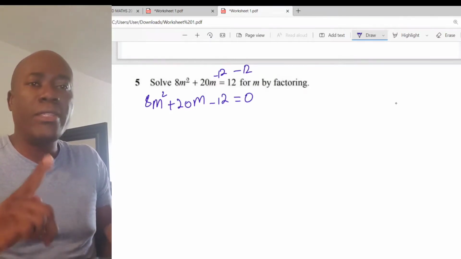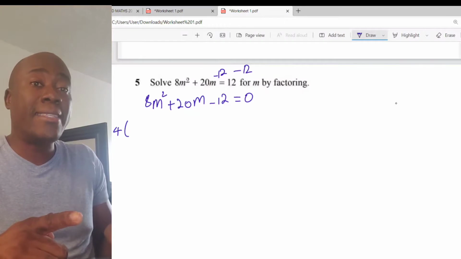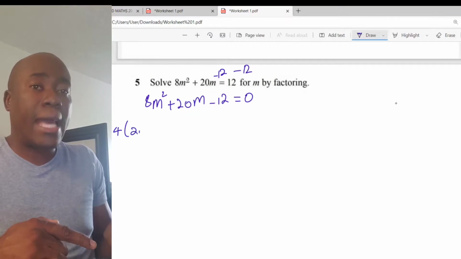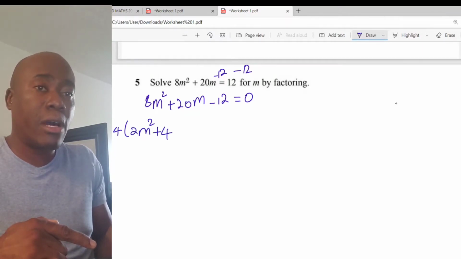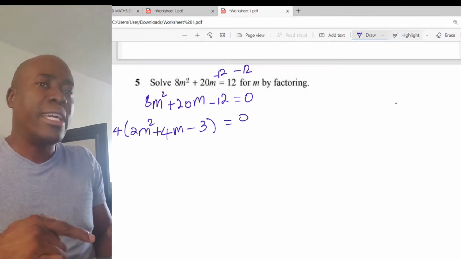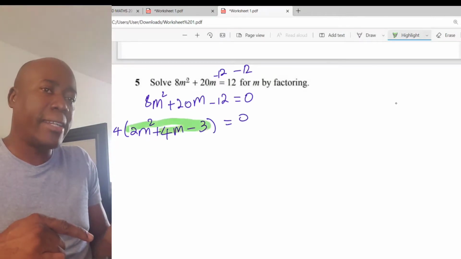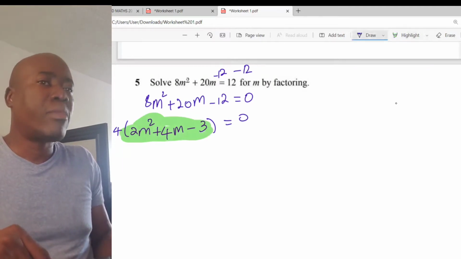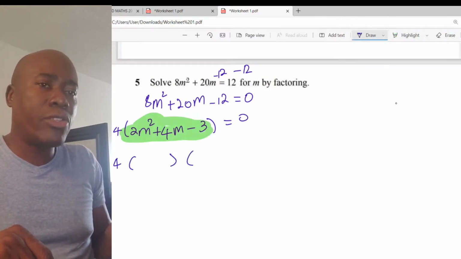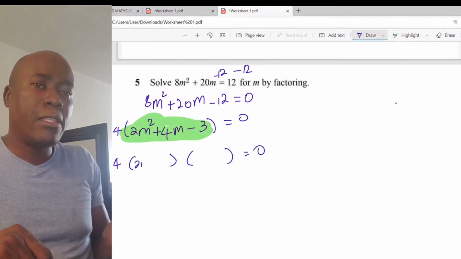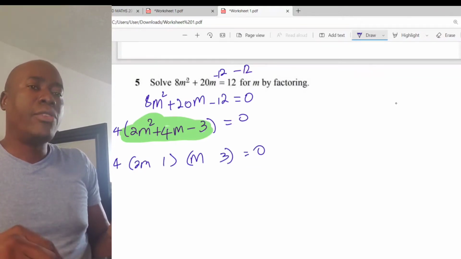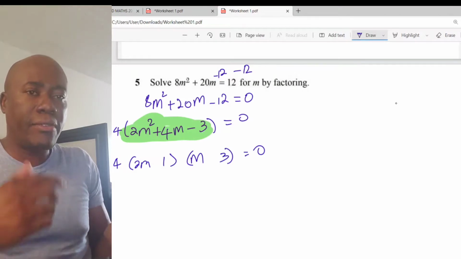The second thing I'm doing now is to factorize out 4. Why? Because I see that 4 is a common factor. So when I factorize out 4, what I'm looking at is actually 2m squared plus 5m minus 3, and this is equal to 0. Definitely, when we look on the inside, we can factorize this part now easily. So the 4 is there, but if I could just open 2 brackets and just work this out. This is 2m, there's going to be m here, there's going to be a 3 there, there's going to be a 1 here.